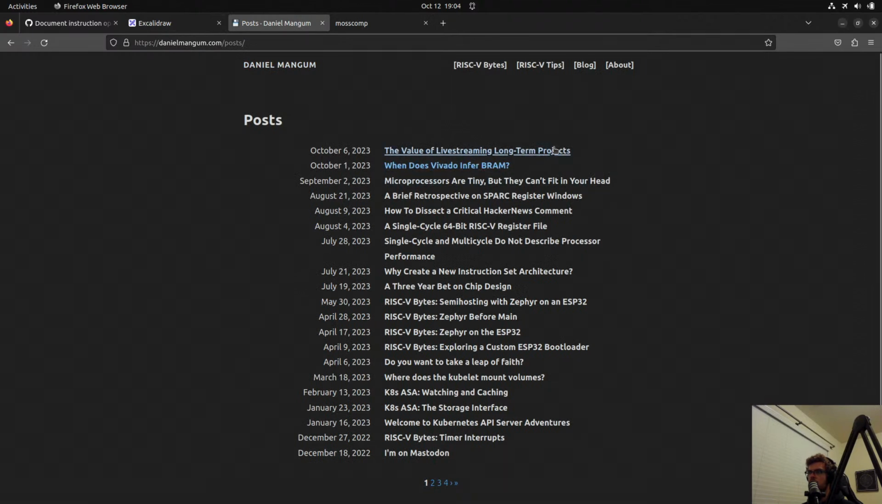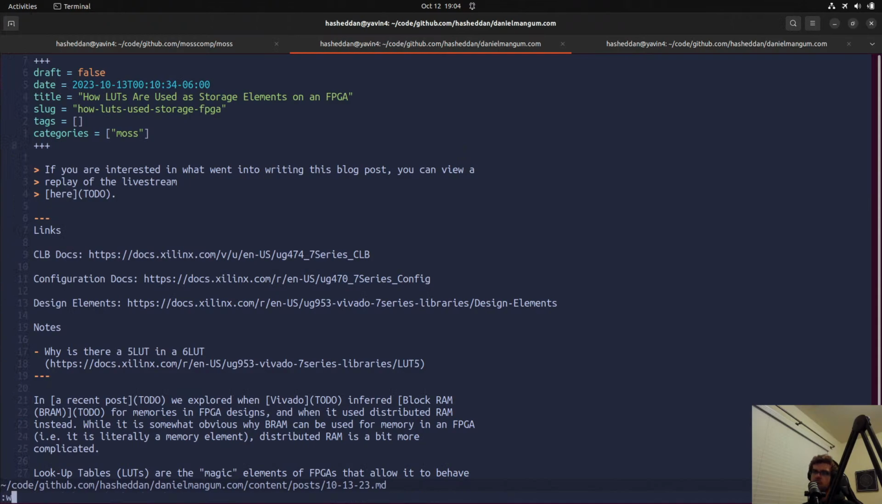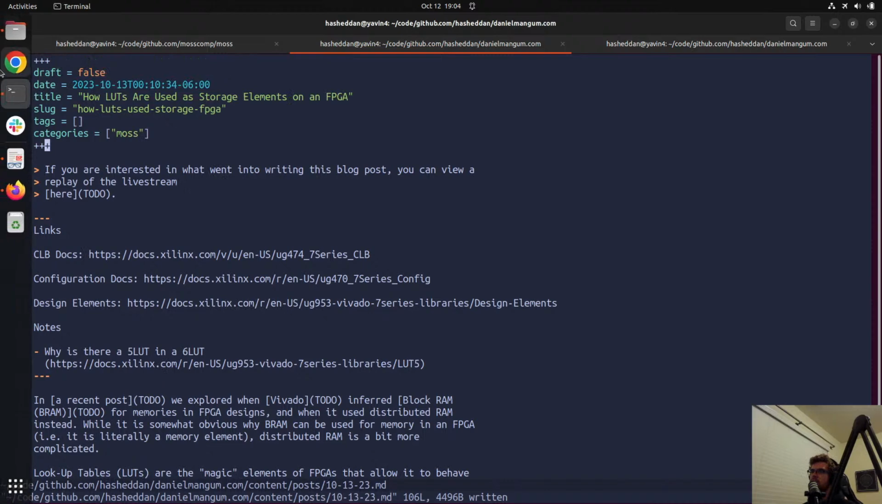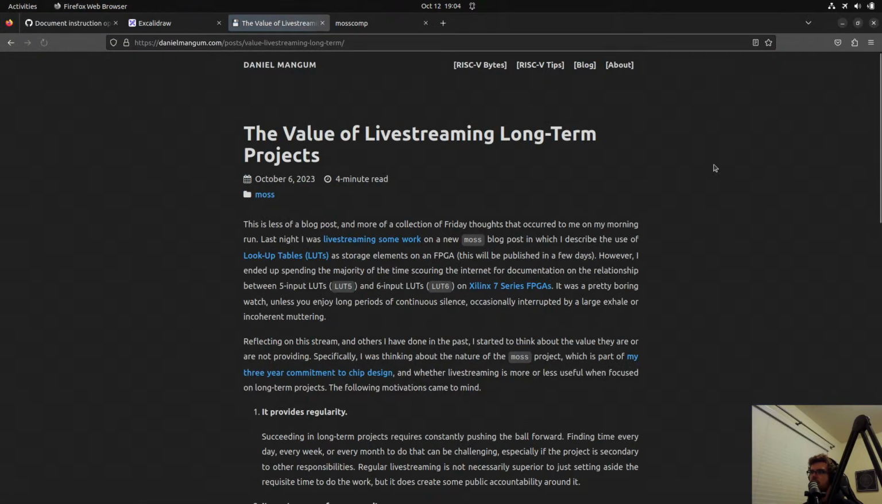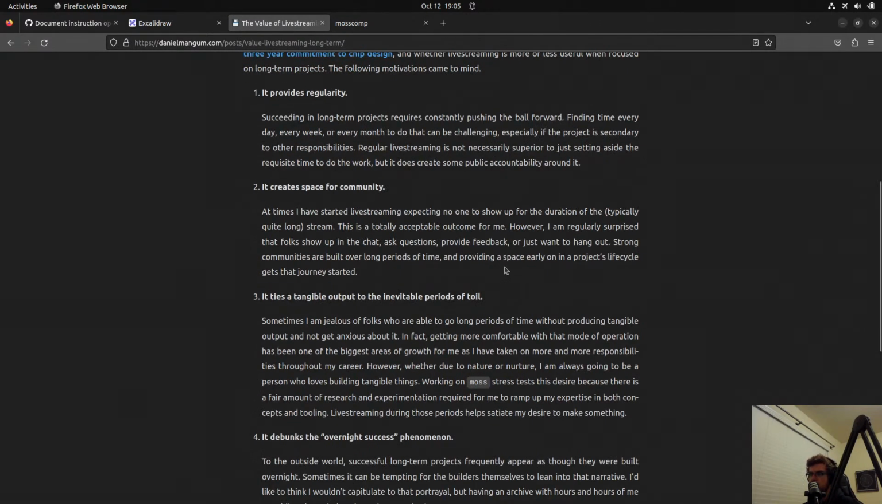Okay, so I ended up not posting the post that we were working on last time, so I still have it here in draft. I haven't made too much progress on it. Unfortunately, been kind of a busy week, or I guess fortunately. It's always good to be busy. But I did write another blog post kind of at the last minute, the value of live streaming long-term projects. And this is something that I was just kind of thinking about while out on a run. I think it was last Friday. And wanted to kind of get down some of these thoughts.